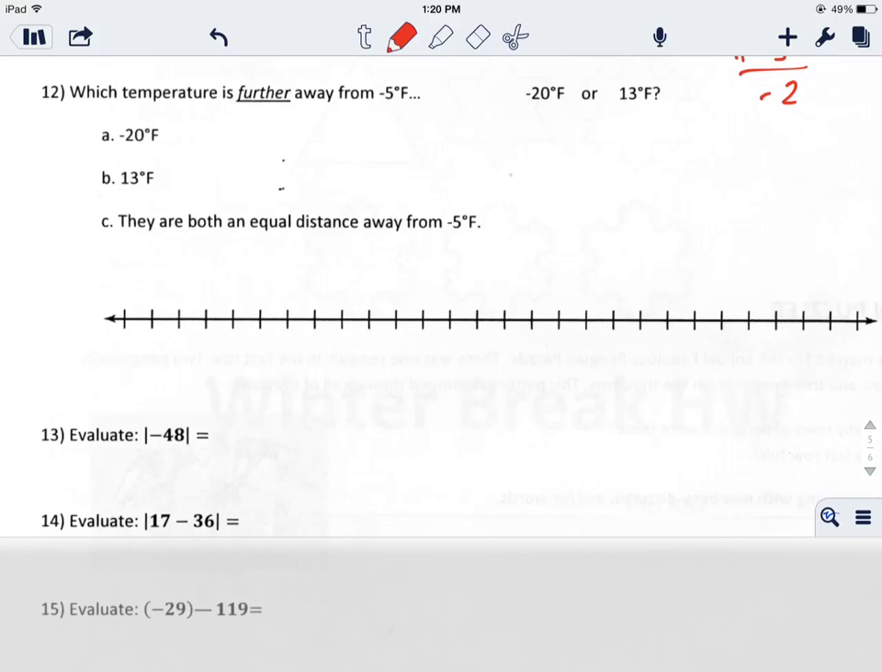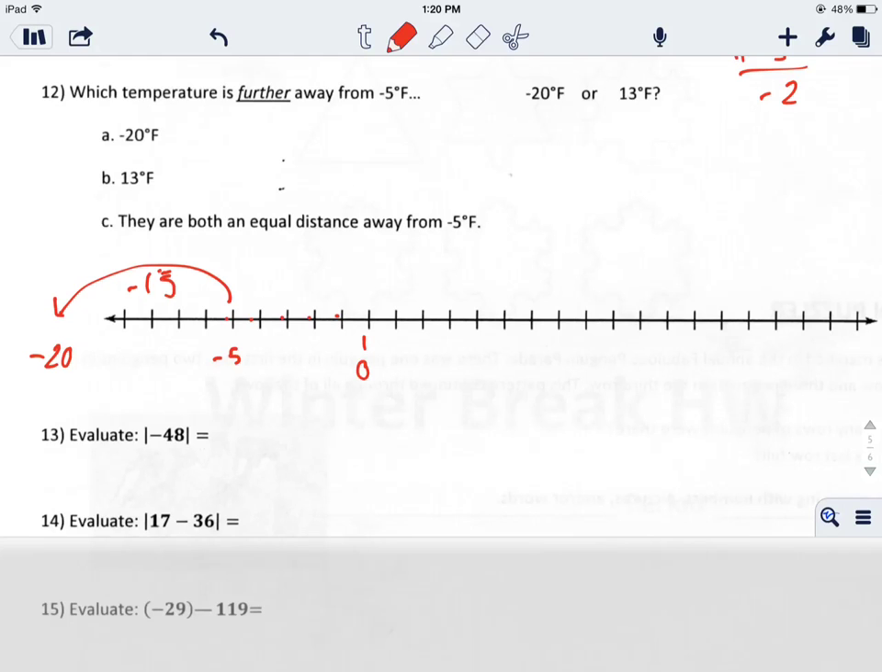Which temperature is further away from -5? Let's pick a number and call it 0. -5 would be 1, 2, 3, 4, 5. That's negative 5. And I didn't leave myself enough room here. I don't think there's enough room on this number line to go by ones, but think about negative 20. How many steps would that be away, right? From negative 5 to negative 20 would clearly be 15 steps.